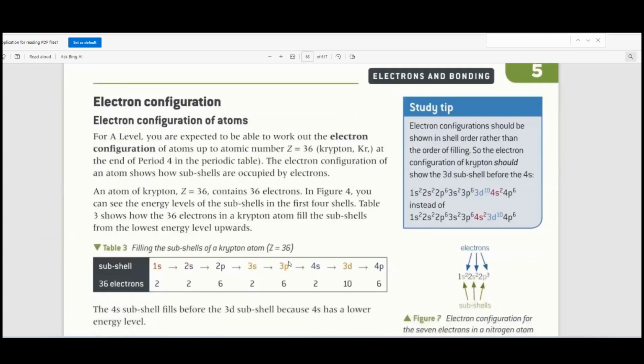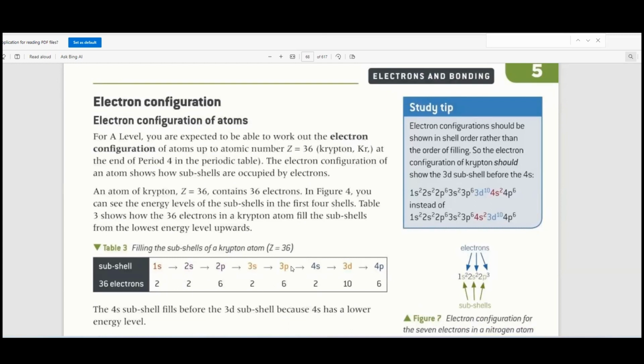All right. Electron configuration of atoms. For A level, you are expected to be able to work out the electron configuration of atoms up to atomic number Z equals 36. If you look at atomic number 36, it means till how many shells? They have already done it for you here. So 36 means 36 electrons.